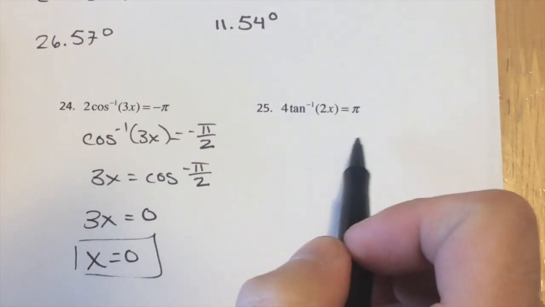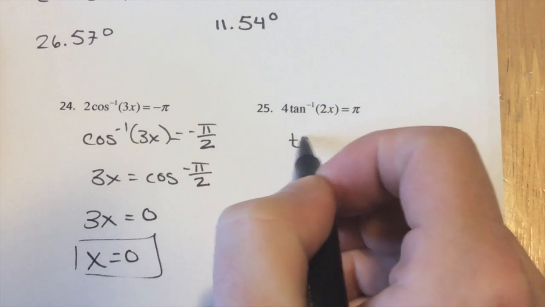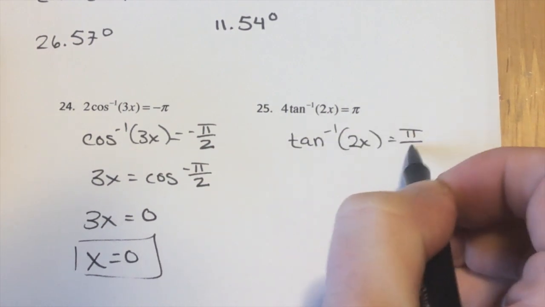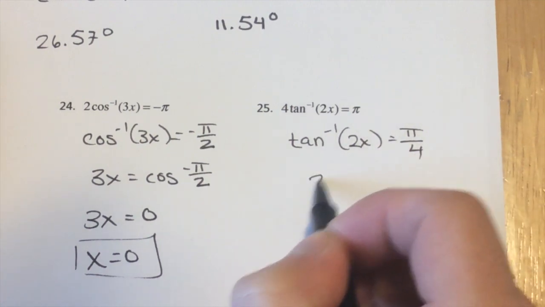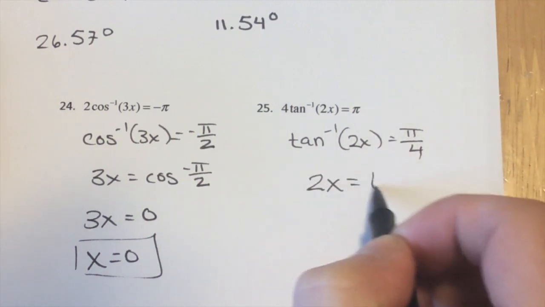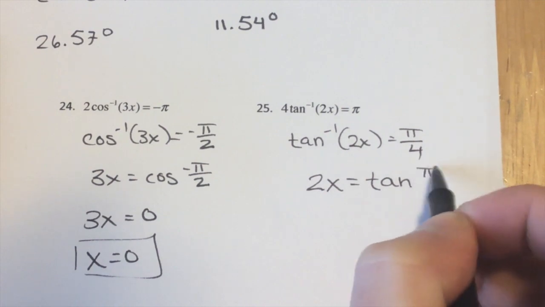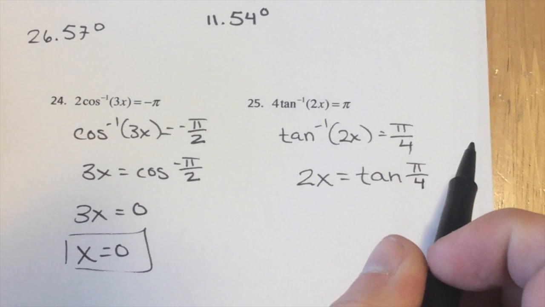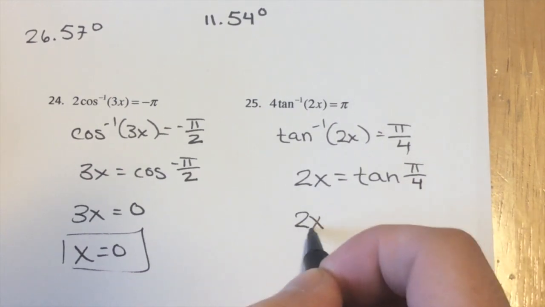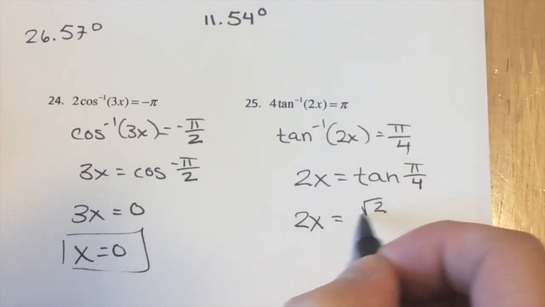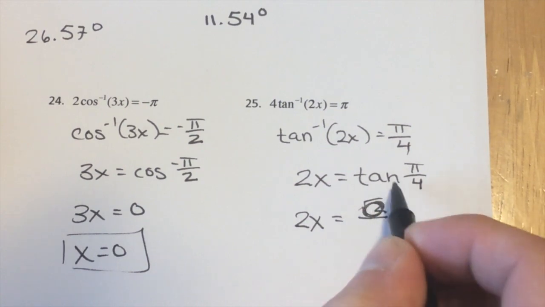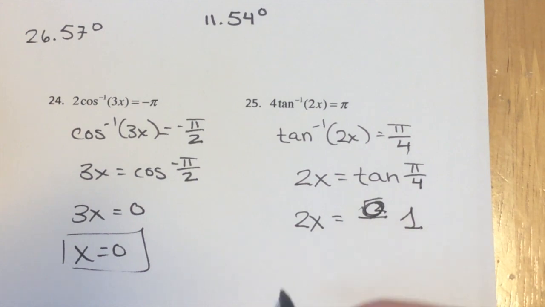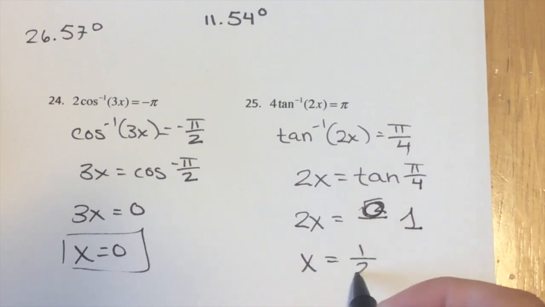Last one. Divide by 4. Inverse tangent of 2x equals pi over 4. Take the tangent of both sides. 2x equals the tangent of pi over 4. Tangent of pi over 4, we look at our unit circle. We see that it is square root of 2 over 2 divided by square root of 2 over 2. So that's just 1. So 2x equals 1, so x equals 1/2.